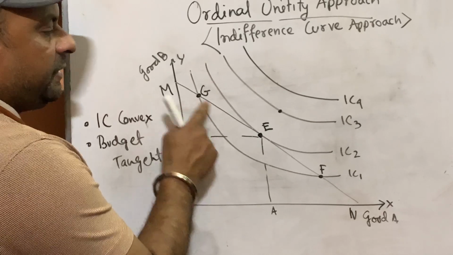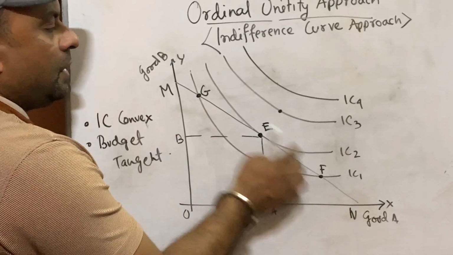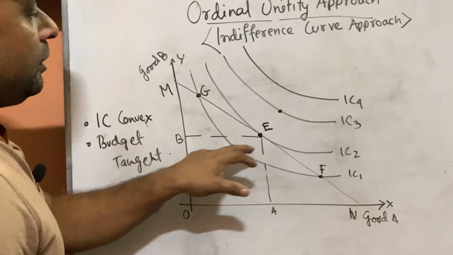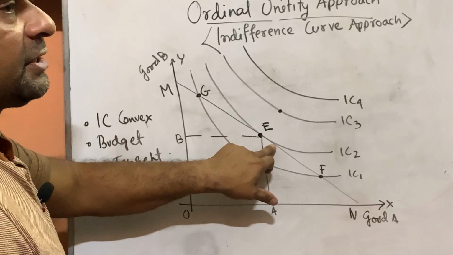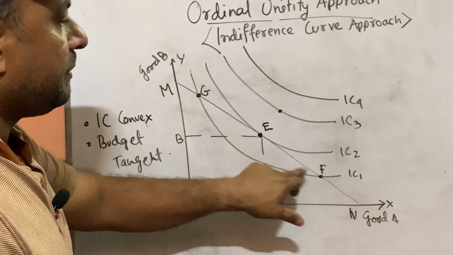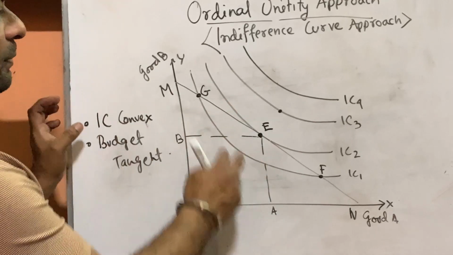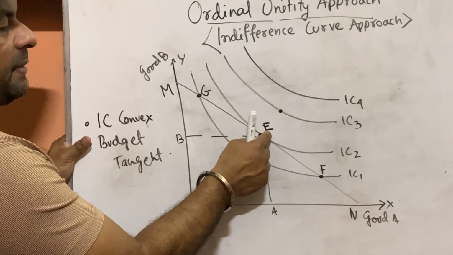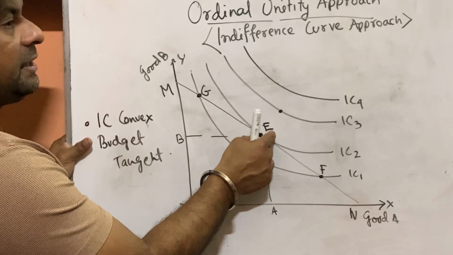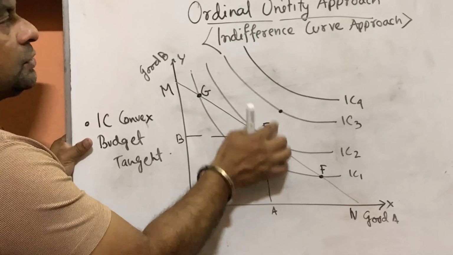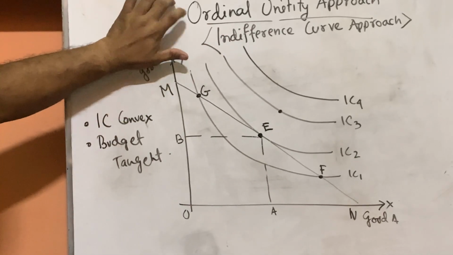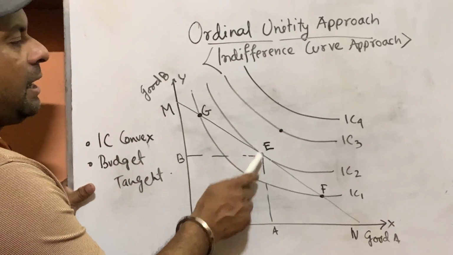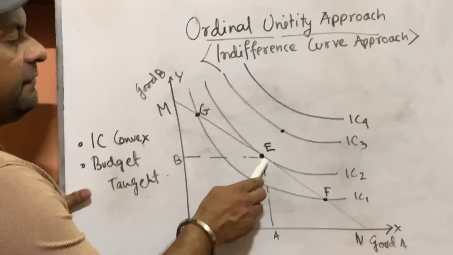So he will not be in equilibrium at G or F or any other point on the budget line except E, because only at E he is getting maximum satisfaction. He can purchase any other point on the budget line also, but other points provide him less satisfaction compared to E. So E is the maximum level of satisfaction, so he will reach equilibrium at point E. So according to the ordinal utility approach, the consumer reaches equilibrium at that level where his budget line becomes tangent with a particular indifference curve.